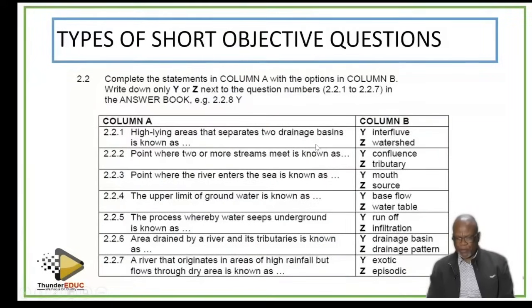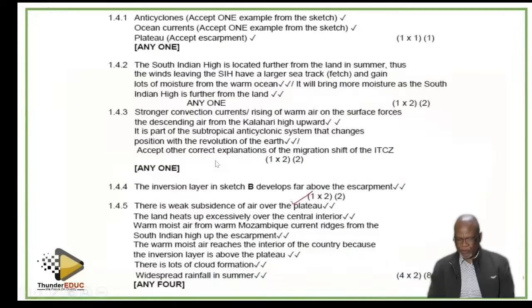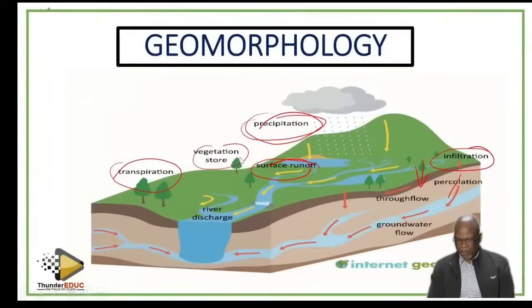A high-lying area that separates 2 drainage basins is known as the watershed. The point where 2 or more streams meet is known as the confluence. So if you're looking at two streams, your confluence will be this point over here, because you have this stream that is flowing into this stream. That's where two streams meet. So any point where two streams are meeting, that point is called a confluence.